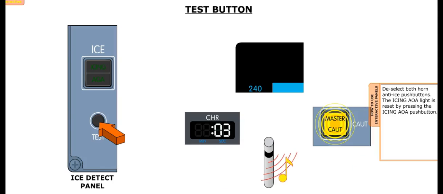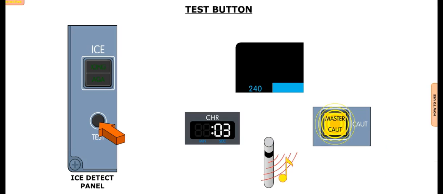The ice detection system can be tested by means of the test button, located under the icing AOA push button. The button should be pressed and held for 3 seconds. During the test, the amber icing label flashes on the FMA, a single chime will sound, and both master caution lights flash.